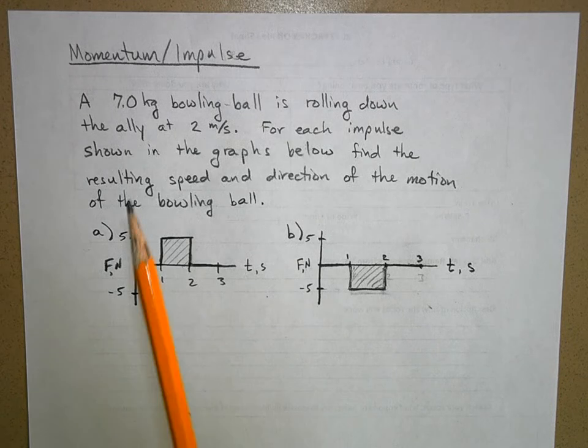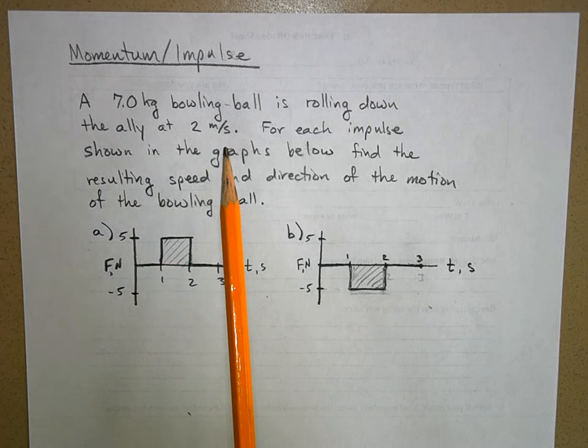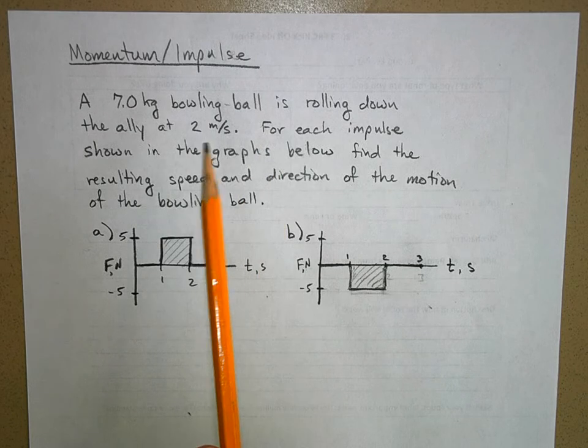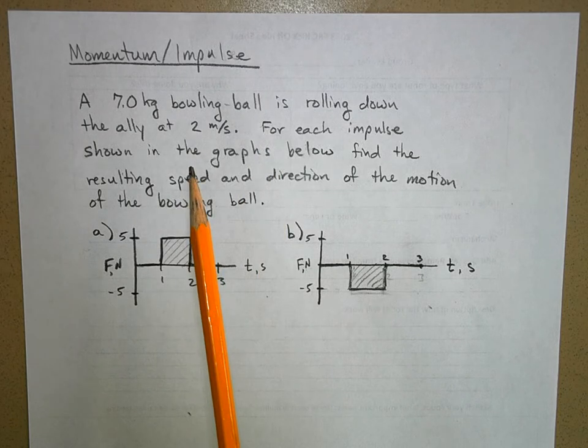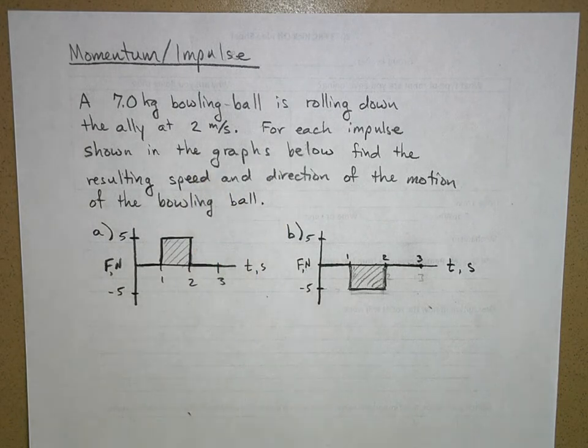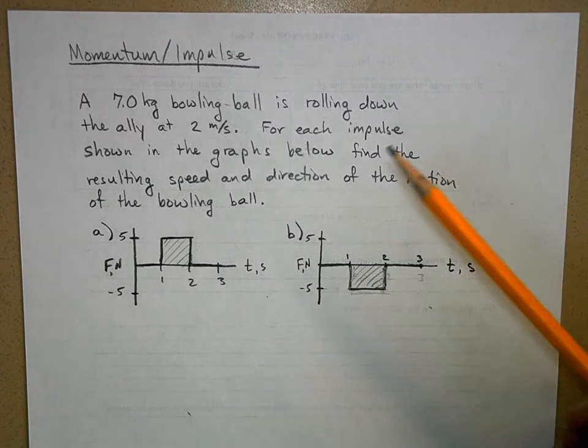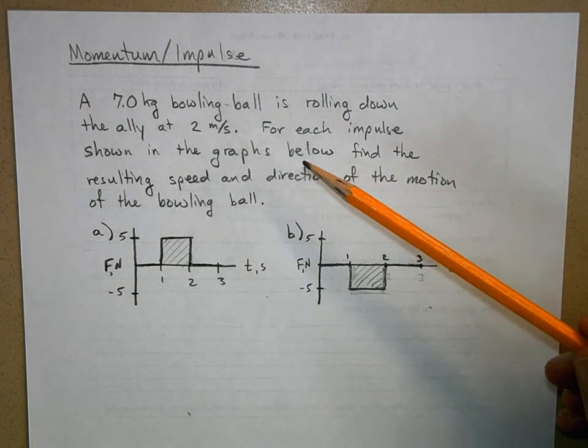So let's take a look at a 7-kilogram bowling ball. That's a good size bowling ball. I only bowl with the 10-pounders, but you can go, like, 16. That's about a 16-pound bowling ball right there. And so it's rolling down the alley at 2 meters per second.